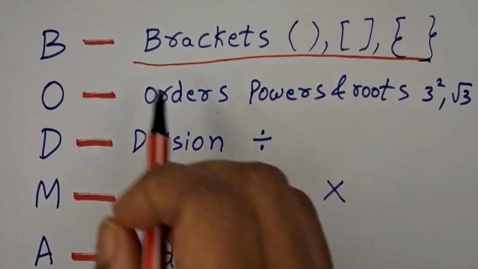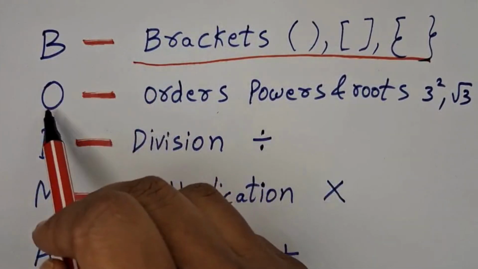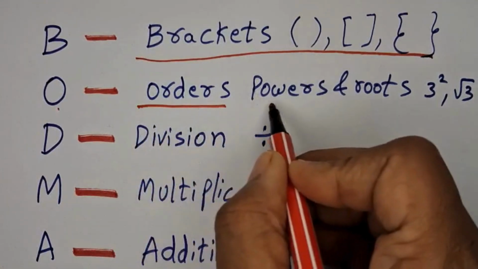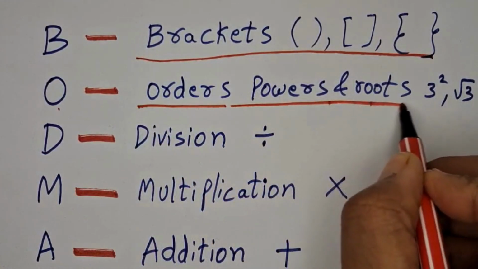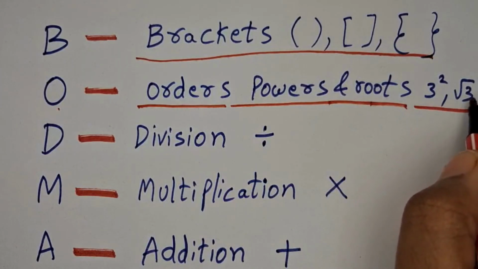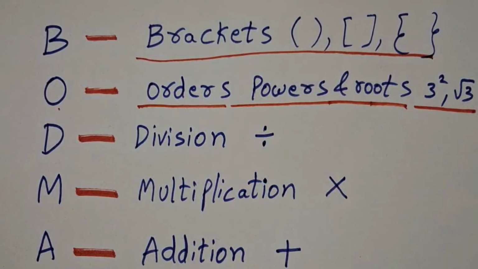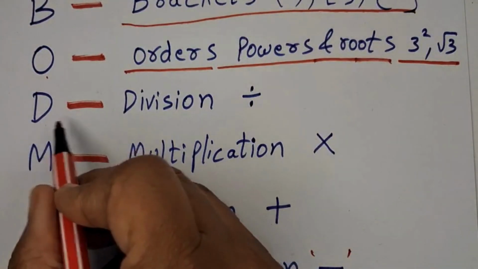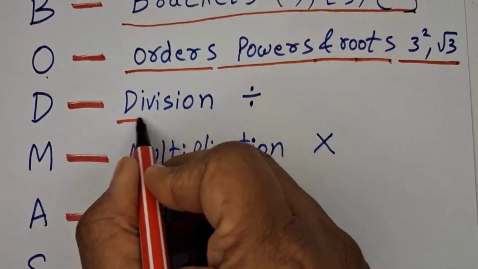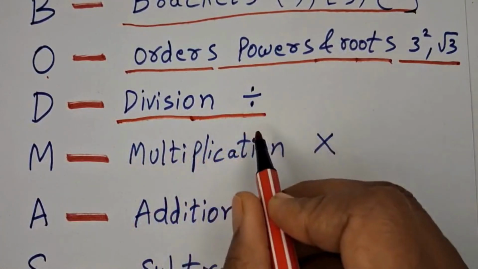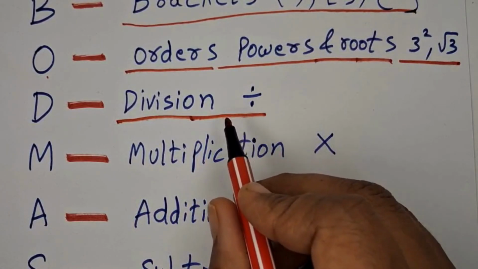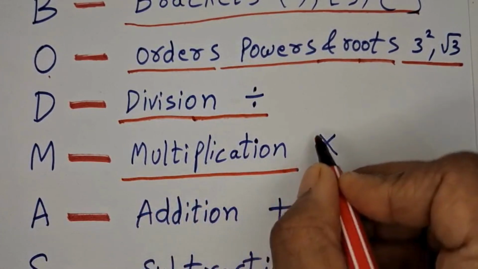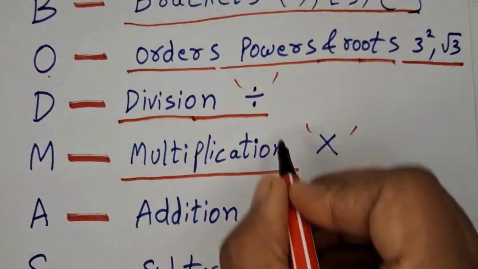So BODMAS: B is for brackets. The next one is O. O is for orders, or powers and roots, like 3 squared or root 3, which you also have to solve next. And the next one is D. D is division. Any division step you have to follow. The next one is multiplication, so you have to solve the multiplication sum.